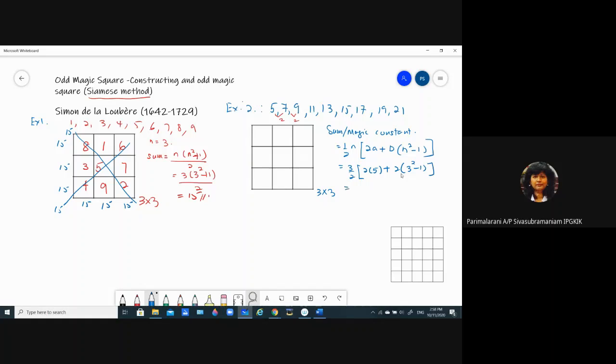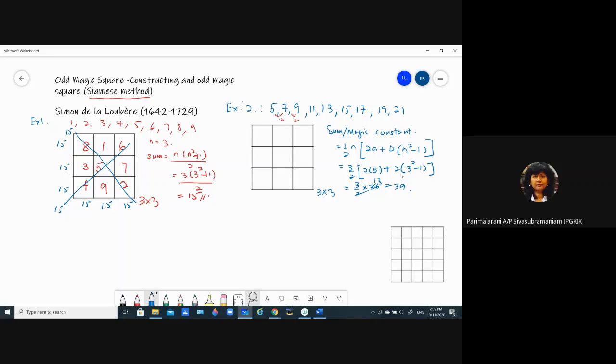So what's our answer here? 3 times 3, 9, minus 1, 8, times 2, 16, plus 10, 26, times 3/2 is? 39. Yes, it's 39, which means that once we've put in all these numbers, the sum of each row, the sum of each column, and the sum of each diagonal must give us a total of 39.